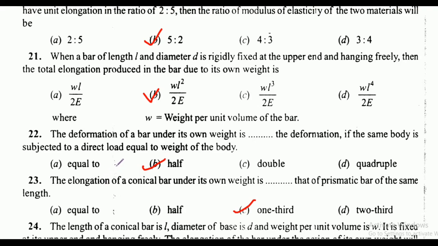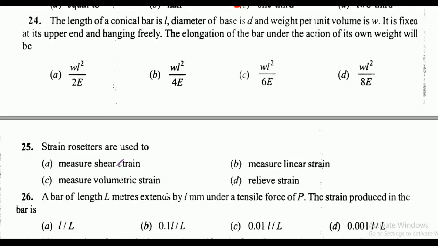Here friends next question is question number 24. The length of a conical bar is L, diameter of base is D, and weight per unit volume is small w. It is fixed at its upper end and hanging freely. The elongation of the bar under the action of its own weight will be, here friends these are the options, and here correct answer is option C, that is small w L square upon 6E.